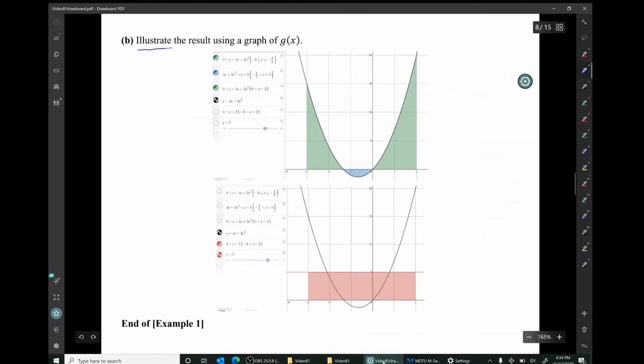Question B says, illustrate the result using a graph of g of x. Well, here I've drawn the graph of little g of x. There's the x-axis. There are the places where x equals -3 and x equals 2. I've shaded the region between that graph and the x-axis. I've shaded the regions above the axis in green, kind of like grass on a hillside. I've shaded this region that's below the axis in blue, kind of like water in a lake. Now that signed area is denoted by the definite integral.